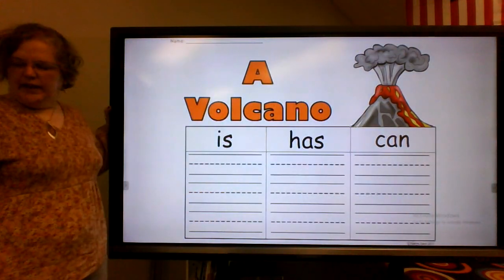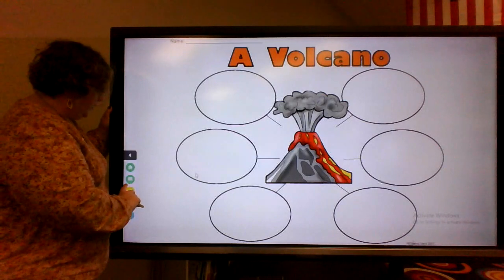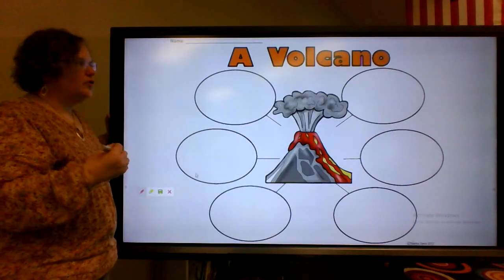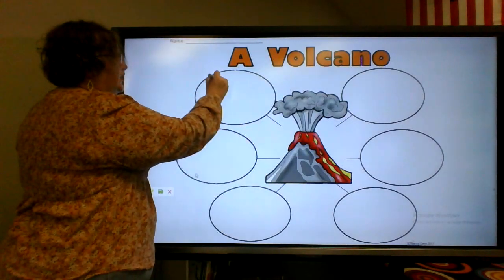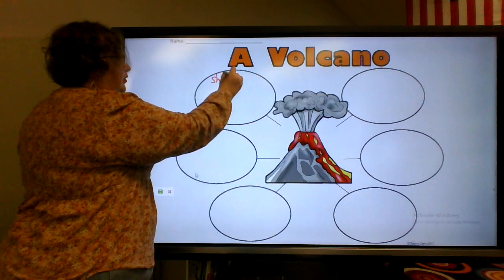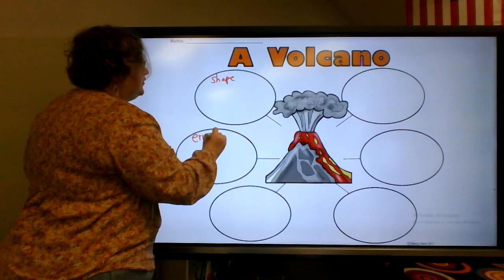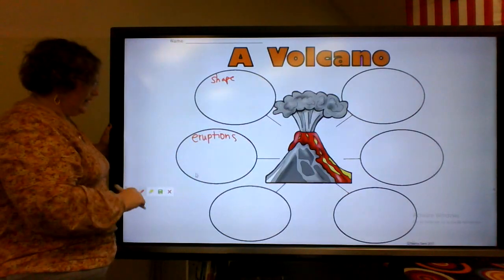Another one that we would utilize together before they get into the text would be this web graphic organizer. And then I would allow them to choose the topics that they want to research. For instance, finding the shape or the different types of eruptions that a volcano would have. And as they go through the text, they can list that accordingly.